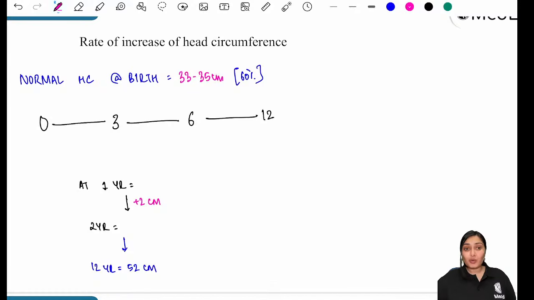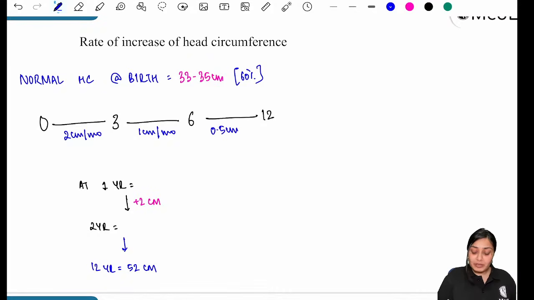Then how does it grow thereafter? In the first 3 months of life, the increase is 2 centimeters per month. Thereafter, in the next 3 months, that is 3 to 6 months of age, it's 1 centimeter per month. Then we have 6 to 12 months where it is 0.5 centimeter per month. So in the first 3 months, it's 2 into 3, that is 6 centimeters. Then in the next 3 months, 1 into 3, that is 3 centimeters. And thereafter, 0.5 into 6, that is again 3 centimeters.